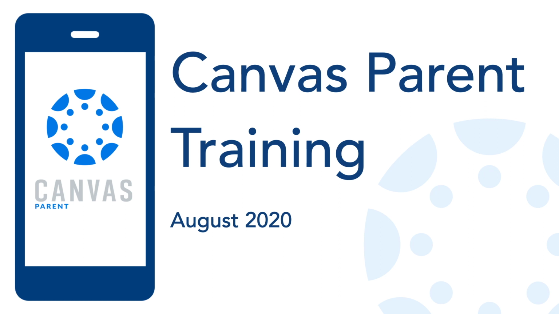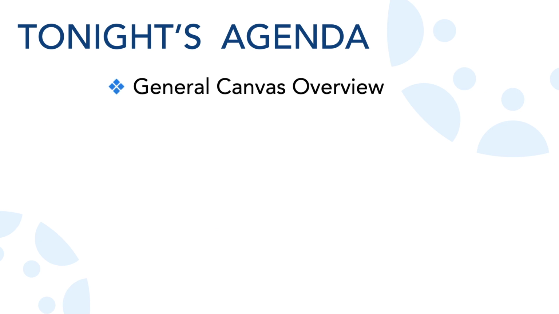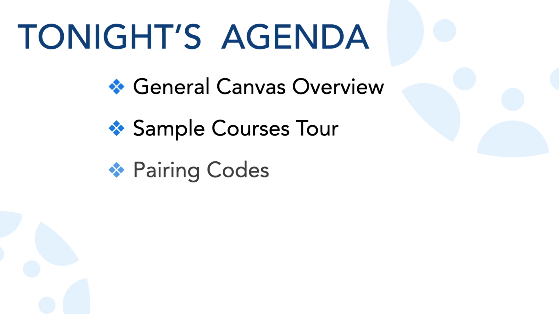In this video, we are going to discuss and demonstrate the following topics. First, we will provide a general overview of what Canvas is and why we're using it this year. Second, we will show you some sample courses using Virtual Virginia instructional content. Third, we will demonstrate how to retrieve a pairing code so that you can be added as an observer to your child or children's courses.